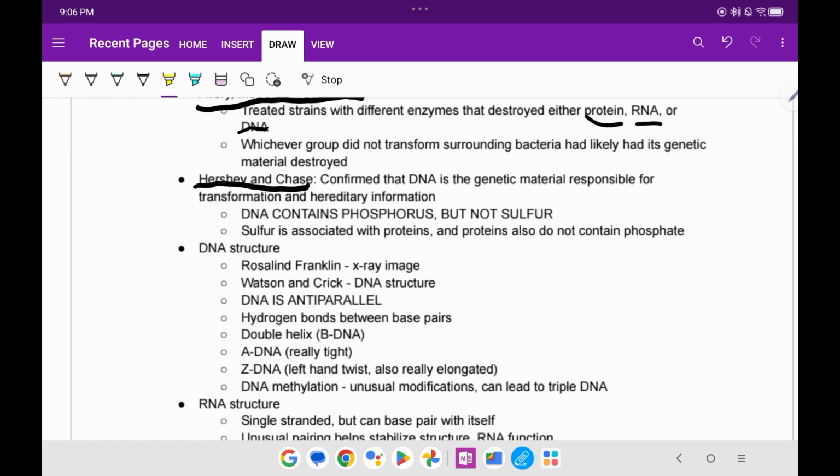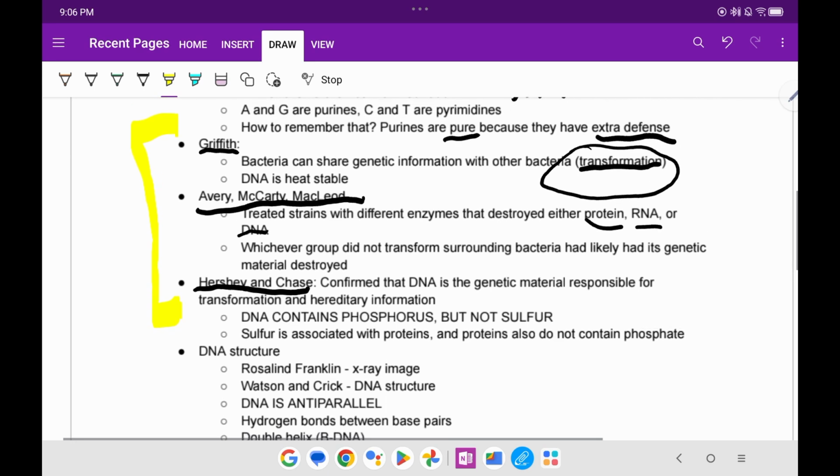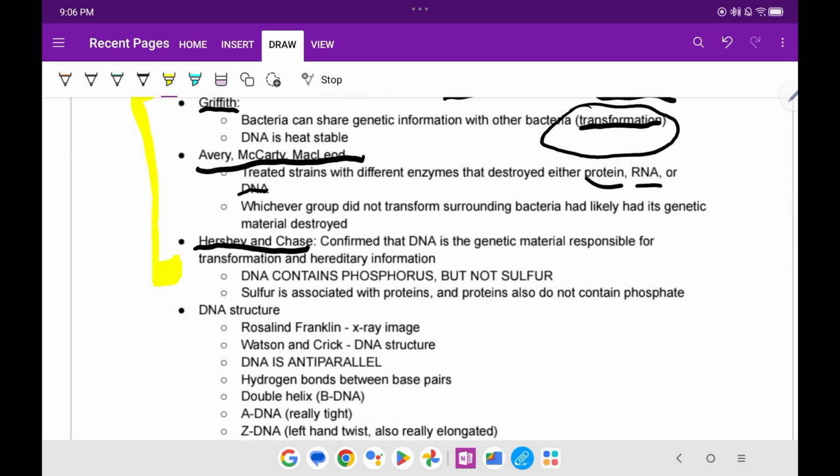Now, this is the important takeaway from basically these three, this is the most important. Out of Griffith, Avery, McCarty, and MacLeod, Hershey and Chase, the most important thing is that DNA contains phosphorus, but not sulfur. And sulfur is associated with proteins, and proteins do not contain phosphorus. So basically, DNA has phosphorus, proteins have sulfur. They do not have any overlap with each other.